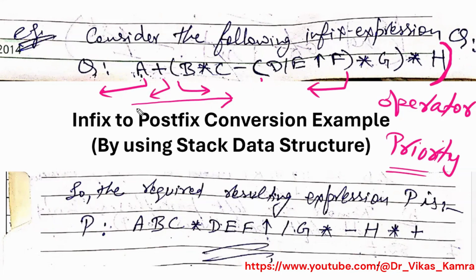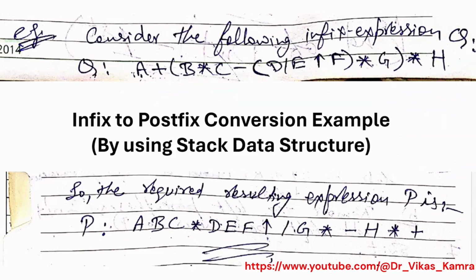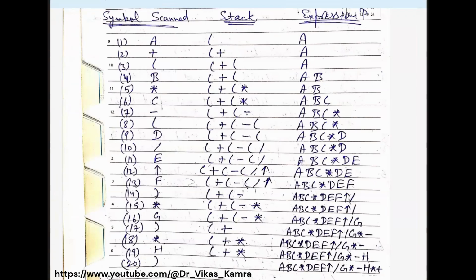So now we are going to the example. We'll scan this given expression one by one and we'll see what answer will come. So I'm starting this illustration of each step one by one. See very carefully. The very first symbol in the expression was A. As it is an operand, it is added to the postfix expression. You can see here there are three columns. The very first column is the symbol scanned. The second column is the content of the stack. The third column is the new postfix expression.